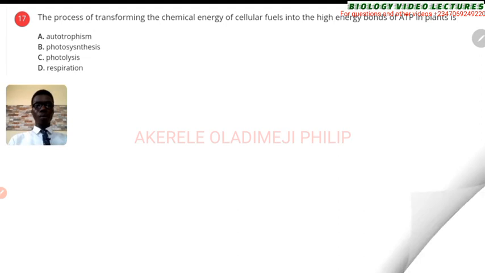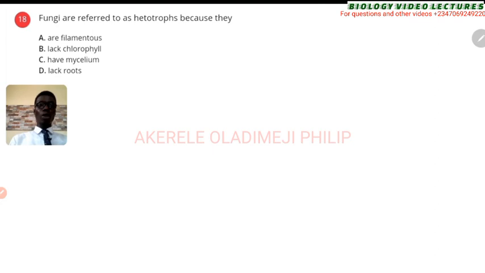Fungi are referred to as heterotrophs because they lack chlorophyll. Yes, they can't make their own food by themselves. Any organisms that cannot make food by themselves are called heterotrophs. So they lack chlorophyll, which means they are not producers. All right.